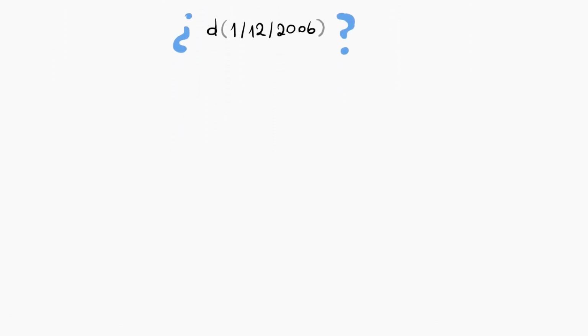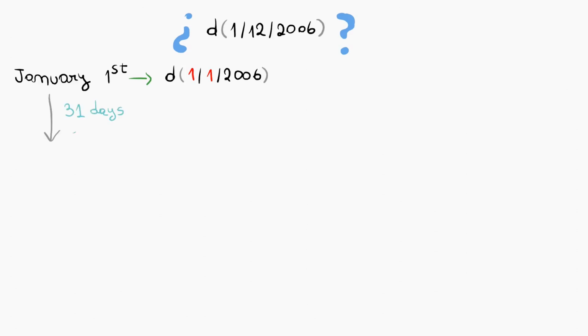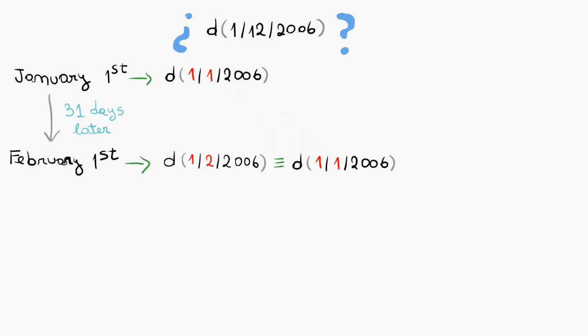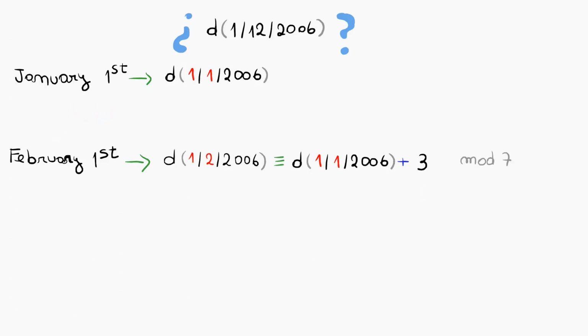Well, let's suppose we know the day of the week for the first day of 2006. We will see that knowing this information, we can find out the day of the week for the first day of every month. Let's see how. First, we know that January 2006 has 31 days. Therefore, February 1st of that year occurs 31 days after January 1st of that year. So to get the day of the week for February 1st, take the day of the week for January 1st and add 31 in modulo 7. Since 31 is 7 times 4 plus 3, we disregard the multiple of 7, so we only need to add 3. All right, let's continue.